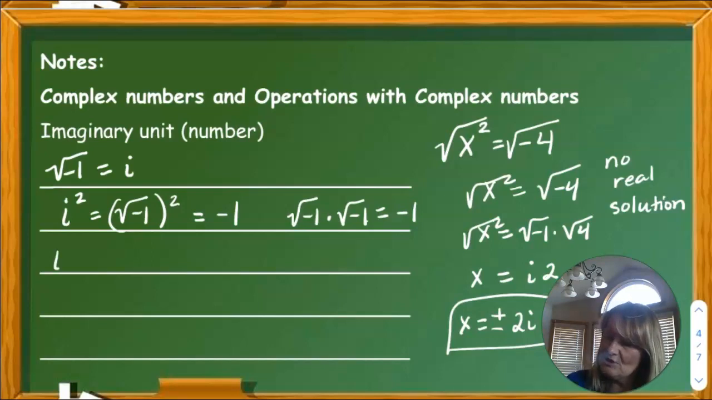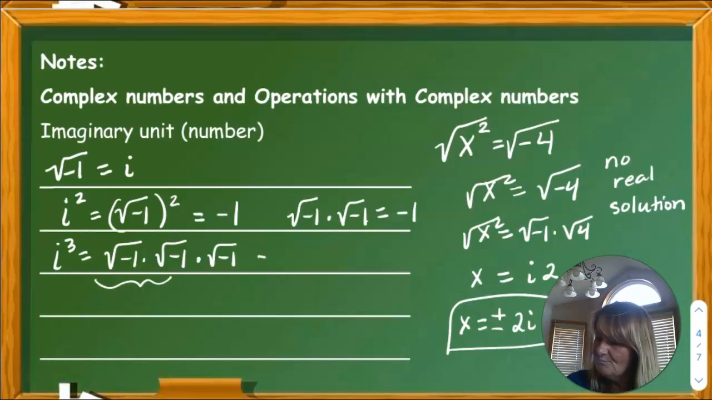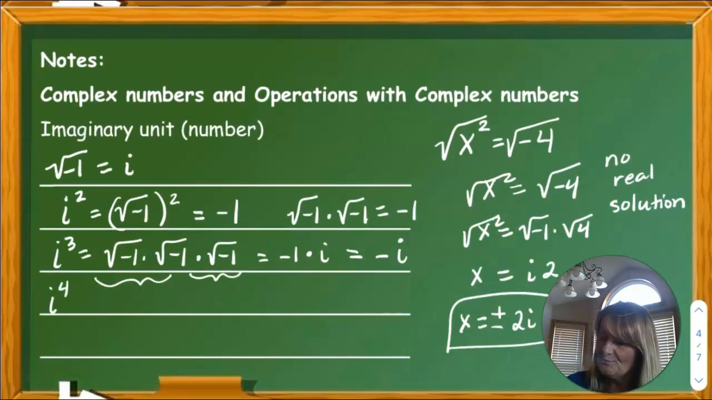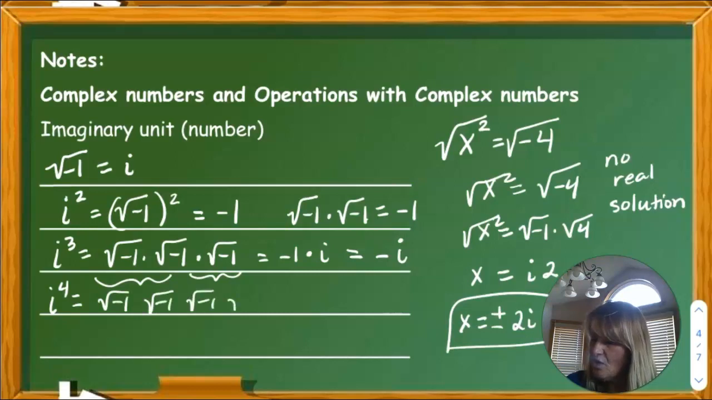Okay, so i cubed would really be 3 of those. So I would have the square root of a -1 times the square root of a -1 times the square root of a -1. I know 2 of them together is a -1, and I know one of them is i, so this is actually -i. You're like, what in the world is she doing? Right? Okay, i to the 4th means you have 1, 2, 3, 4 all multiplied together, but we know in groups of 2, that's a -1 and a -1, which is 1.